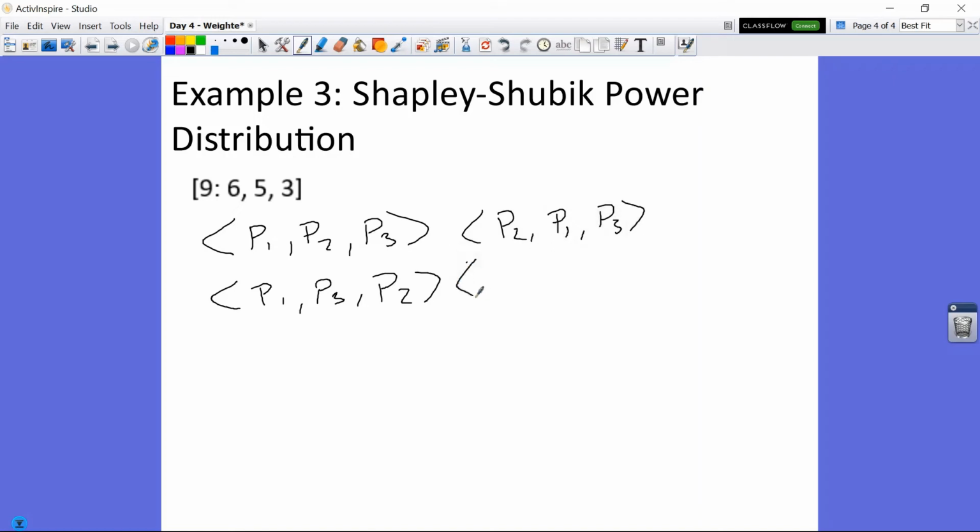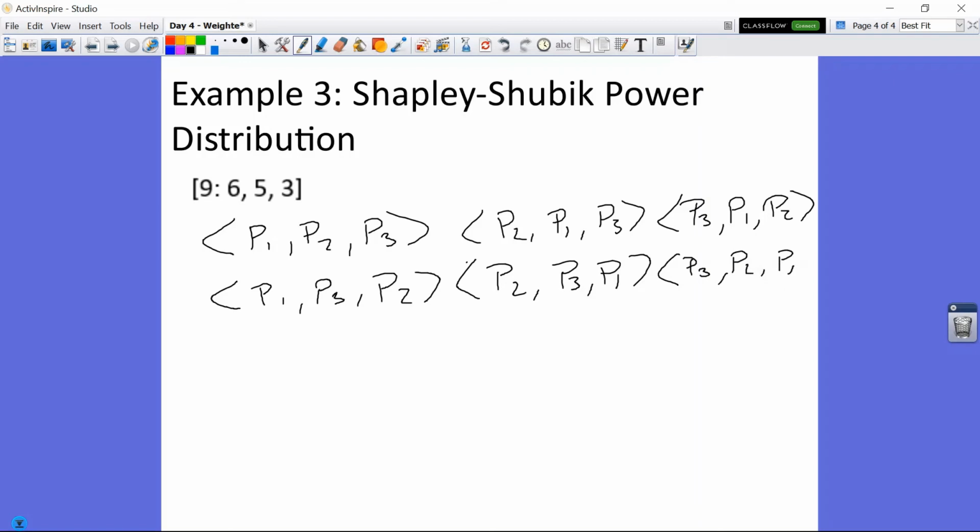I hope you're kind of noticing my organization system. This will help you make sure you list all your options. And then we've got player 3, player 1, player 2, and player 3, player 2, player 1. So there's 6 sequential coalitions in a 3-person voting system, and we know that because for each of these spaces I have 3 people that I could assign, then 2 people, then 1 person. So that's a total of 6.